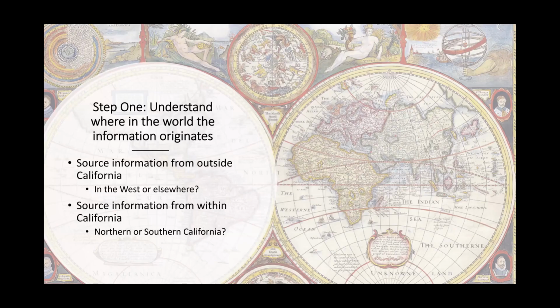So really the first thing you want to do is do a quick check to see where this information is coming from. Is it in California? Is it in Southern California? Is it elsewhere? Because the geography of where the research is studied may determine the performance of the plants. So that you want to be aware of, okay?